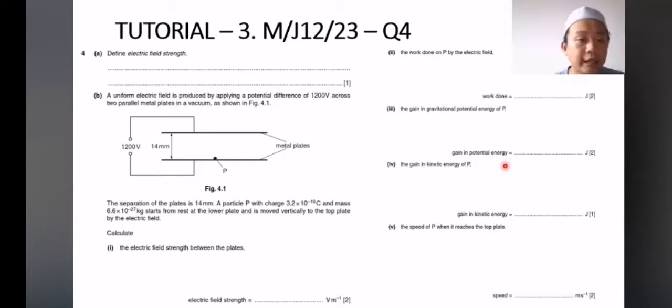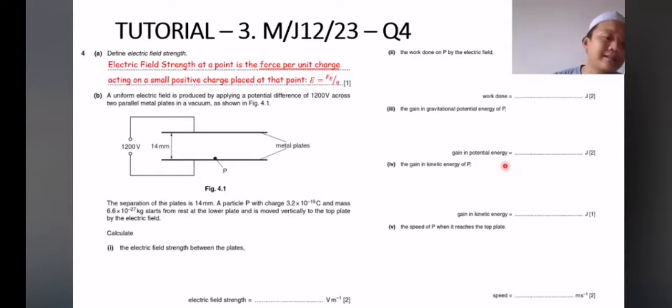Question number 2. Okay, if we had the conceptual question of definition electric field just now, now we have electric field strength. So the schematic answer that we would use, the definition of an electric field strength is, at a point, is the force per unit charge acting on a small positive charge placed at that point. So E is equal to Fe over Q.